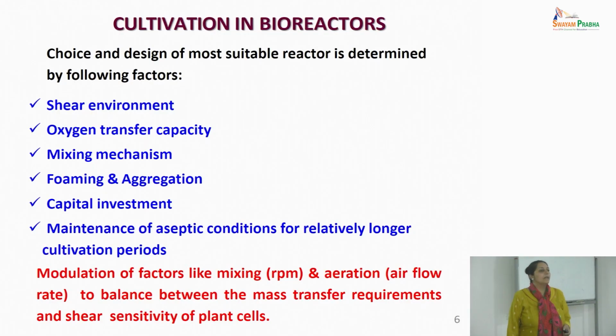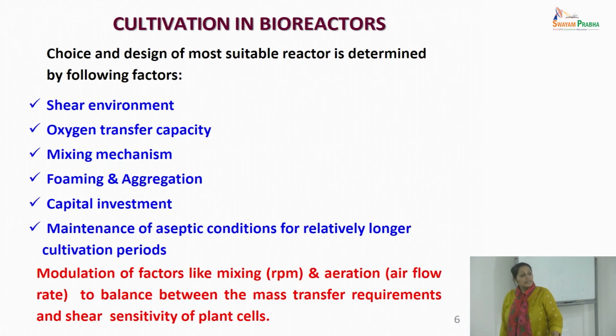So what should be kept in mind when we are doing reactor cultivations? The shear environment. You need to understand what is the threshold shear for your system. Then the oxygen transfer capacity, which we generally understand by a parameter called the volumetric mass transfer coefficient for oxygen. Oxygen transfer capacity is one. Then the mixing mechanism: what kind of mixing or impeller should I be using?